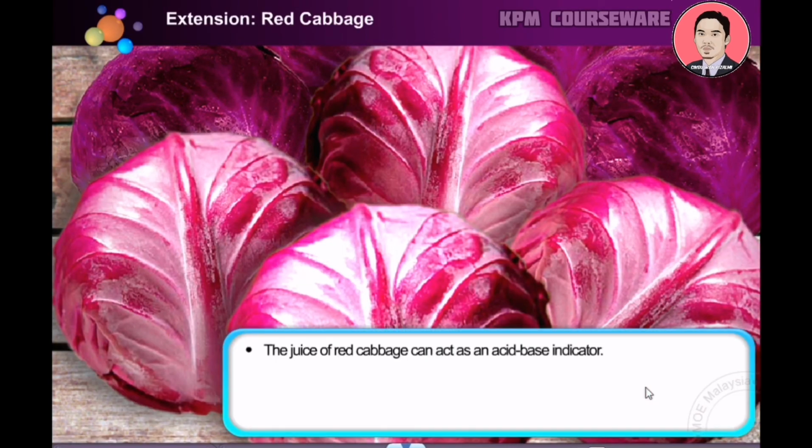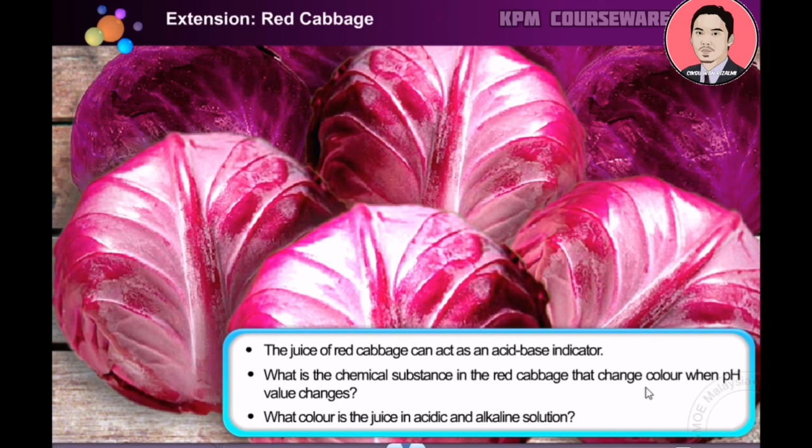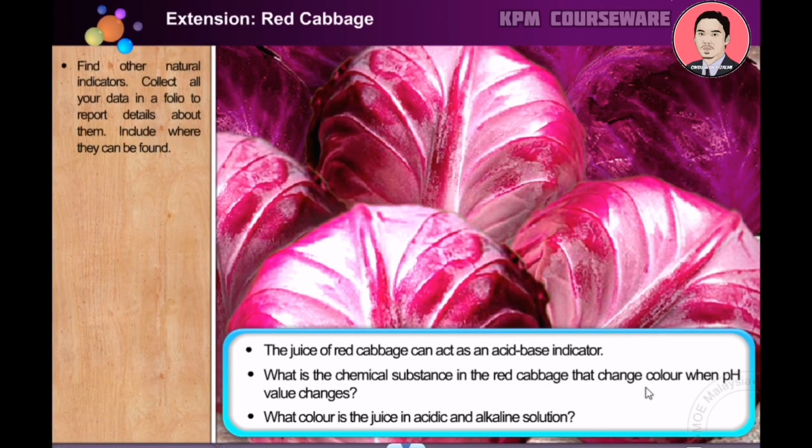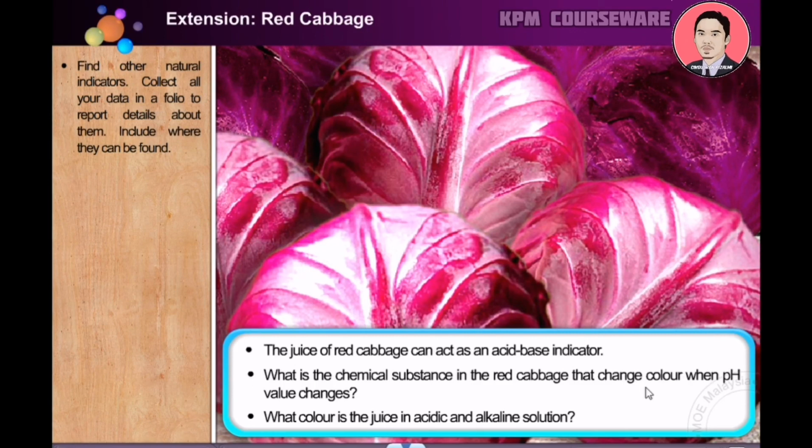The juice of red cabbage can act as an acid-base indicator. What is the chemical substance in the red cabbage that changes color when pH value changes? What color is the juice in acidic and alkaline solution? Find other natural indicators. Collect all your data in a folio to report details about them. Include where they can be found.